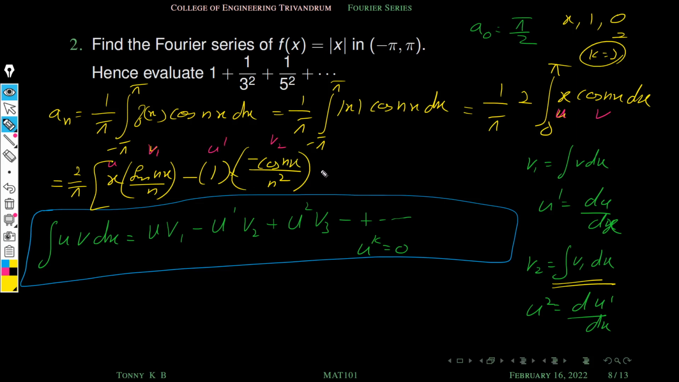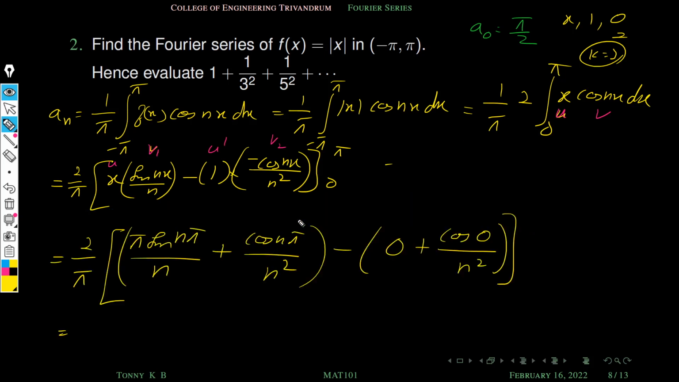So this is enough, because the next term is u2. u2 means the derivative of 1. The derivative of 1 is 0. So all other terms are 0. So we have only two terms. Clear? And 0 to pi: the lower limit is 0, the upper limit is pi. This is the algorithm.